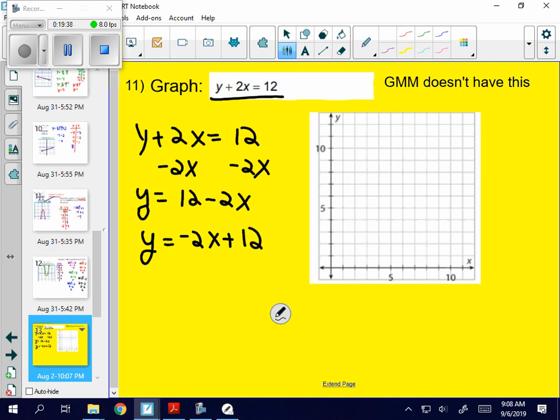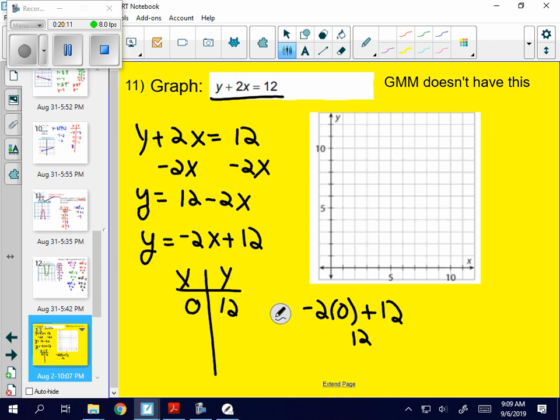Once again, you'd want to make a table for your x and y values. This will be a line because we do not have x being squared or y being squared. So we'll have a line, and technically 2 points make a line. Why don't we plug in 0 for x? So negative 2 times 0 plus 12. Negative 2 times 0 is 0 plus 12 is 12. When we plugged in 0, out came 12. Will that fit on a graph? Yes, it will. Here's 0 for x. Let's go up to 12. That's 1 point.